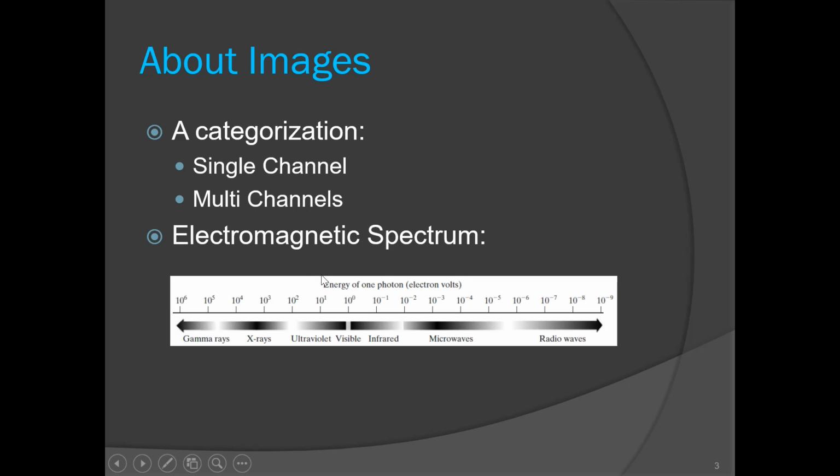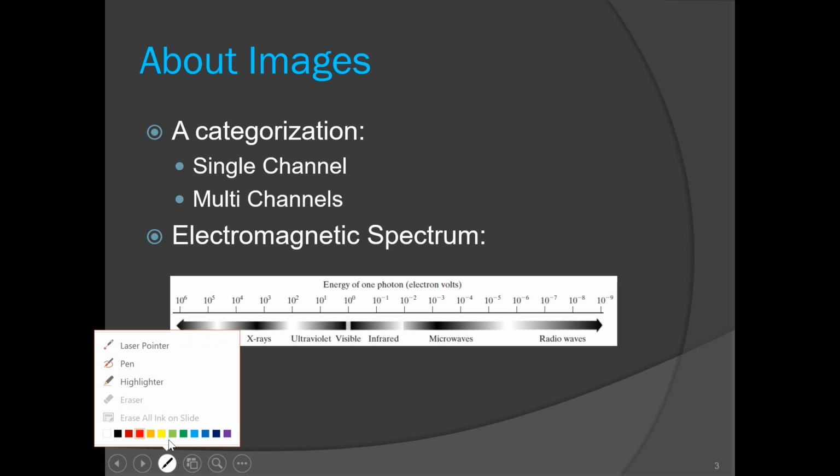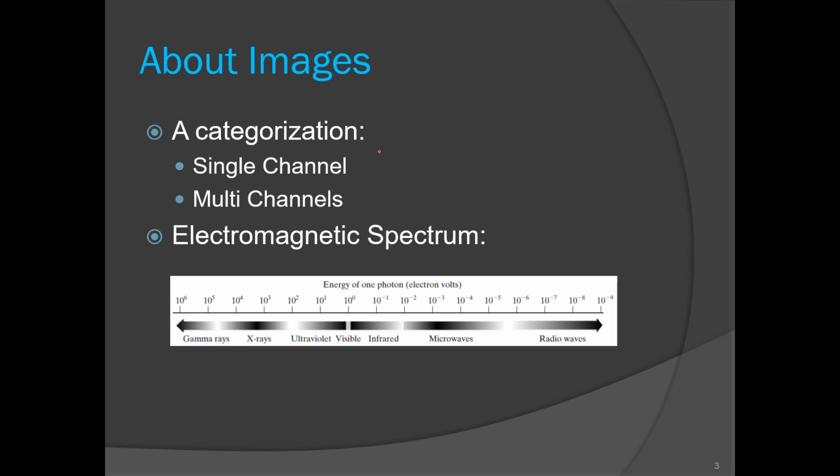In one categorization, we can divide our images into two categories: images having a single channel and images having multiple channels. Examples of single channel images are binary images and grayscale images, where we have a single frame or channel representing the entire image. In case of multiple channels, take the example of color images, where we have three channels: one representing the red content of the image, another representing the blue content, and the third indicating the green content.